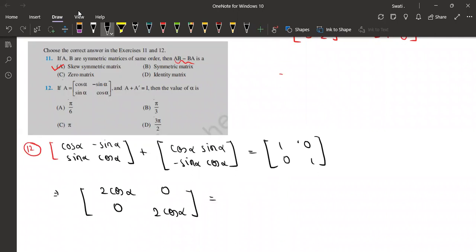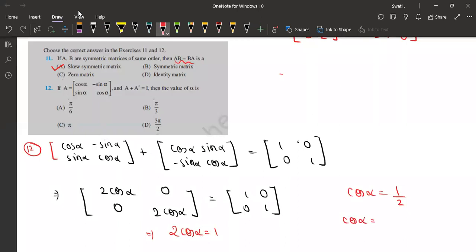Now you can see that we have two matrices that are equal to each other. And we know that if two matrices are equal, then their corresponding entries are equal, right? So it simply implies that 2 cos alpha is going to be equal to 1. That means cos alpha is going to be half. And we know that cos is half for cos 60, right? Now we know that if cos theta equals cos alpha, then theta equals alpha. So here, alpha is going to be 60 degrees.